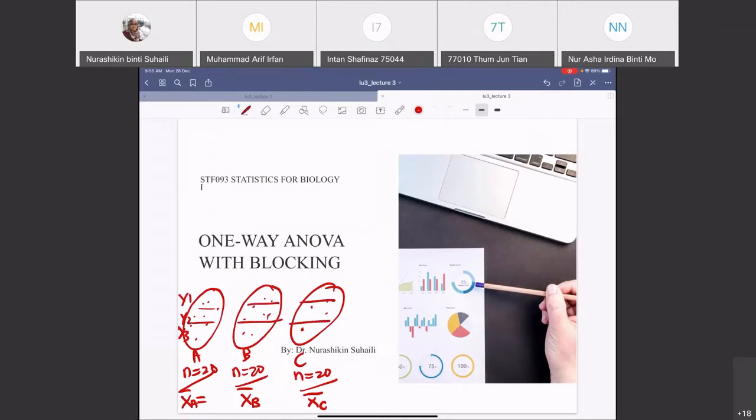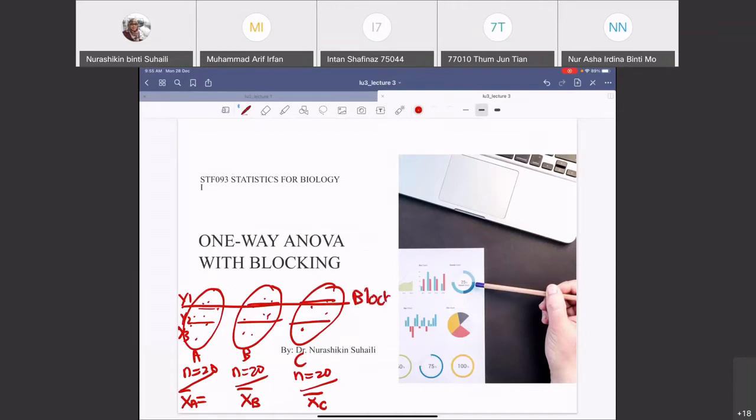So the height, in this example we are talking about height. I want to compare the height of students from year 1 across the samples: year 1 for faculty A, year 1 for faculty B, and year 1 for faculty C. I don't want year 2 and year 3. So I introduce a block. This is what we call a block.